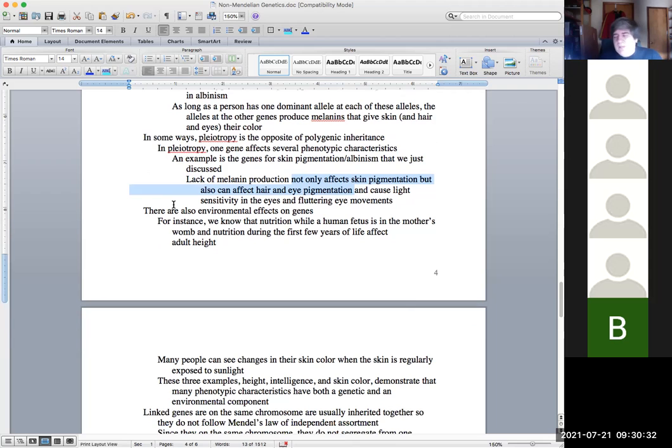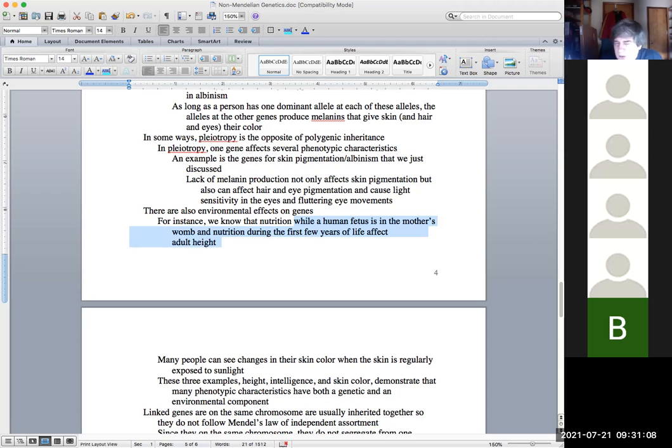Now, the other thing we have to keep in mind is, for the last couple of days, we've been focusing on really how biology affects you. What do you inherit from your parents? But we have to keep in mind there are also environmental effects on the genes. One of the things we know is that while a fetus is in the mother's womb, nutrition and also nutrition the first few years have a big impact on your adult height.